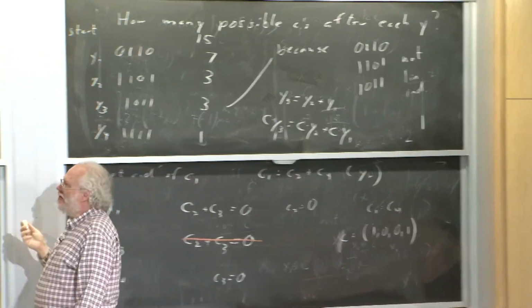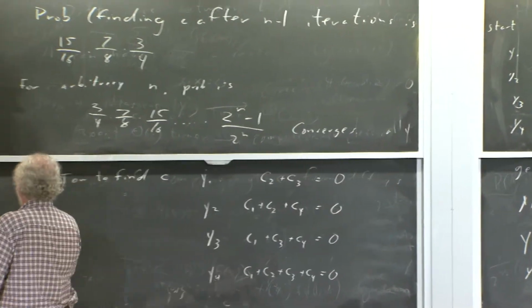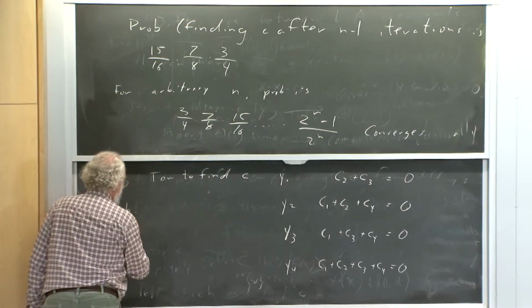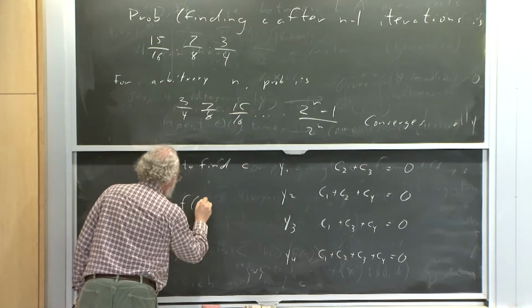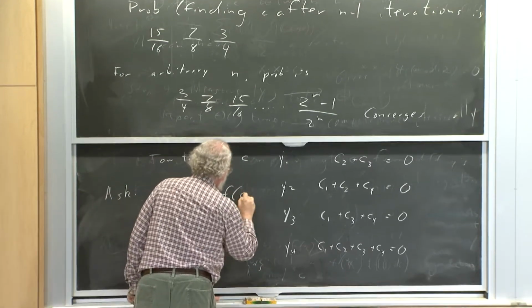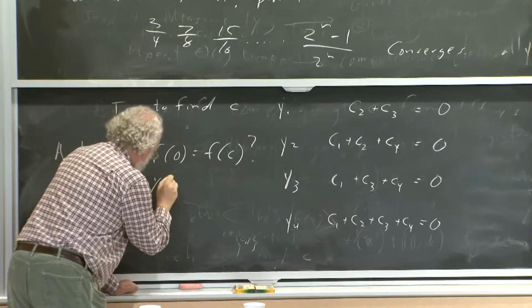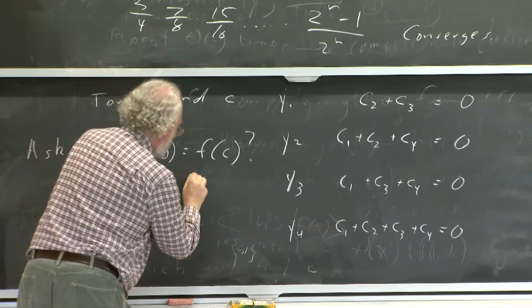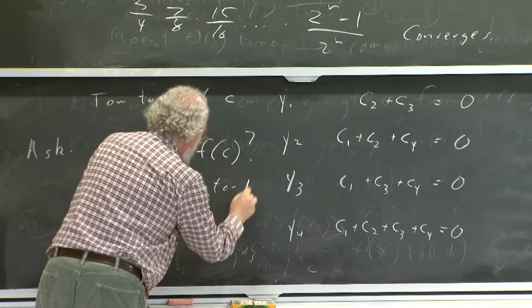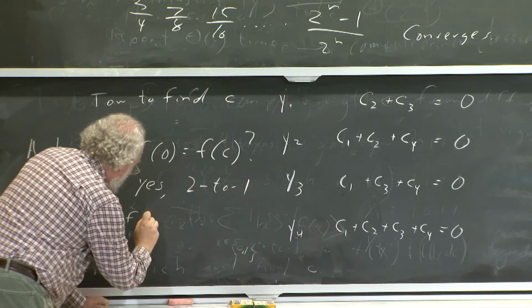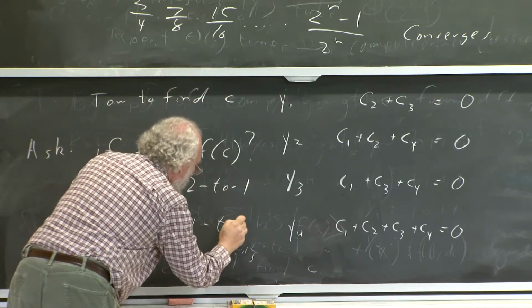And now what you need to do is go back and ask, is f of 0 equal to f of C? If yes, then it's clearly 2 to 1. And if no, it's 1 to 1.